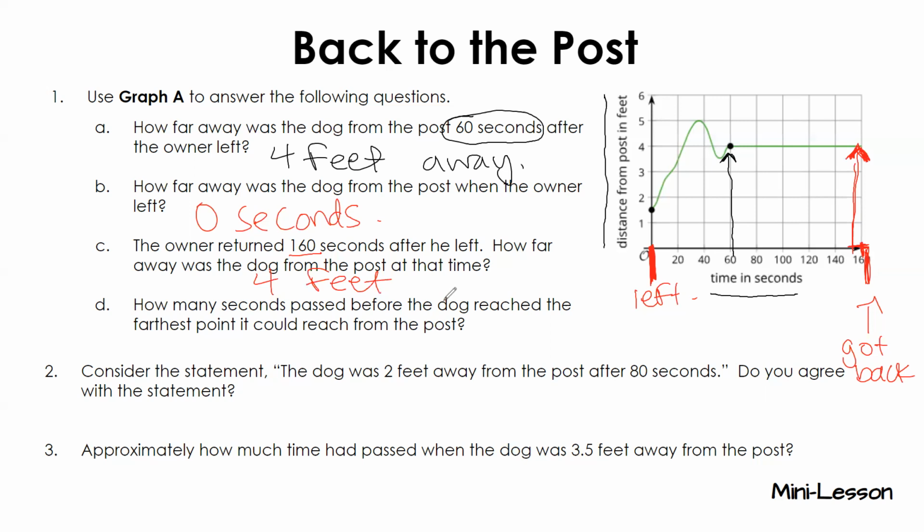Okay, now how many seconds passed before the dog reached the farthest point it could reach from the post? So how far away can the dog go? So we're looking at our Y values because that's our distance, right? 5 feet. Because remember, this one described, hey, he went as far as he possibly could, and then he went and laid down, right? So how far away can he go? 5 feet. So how many seconds passed before the dog reached that point? About 40, right?